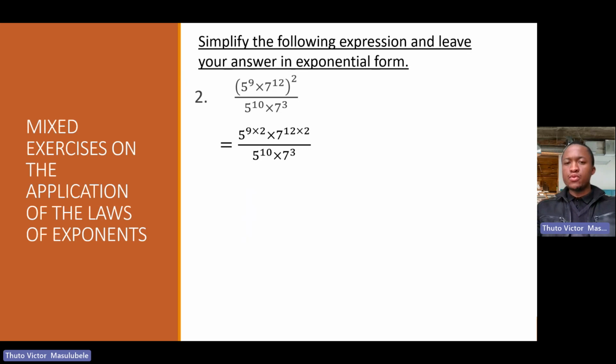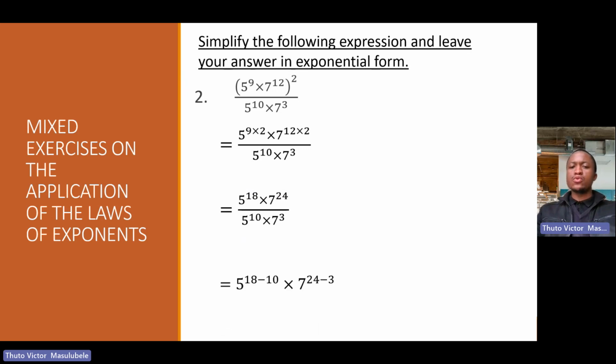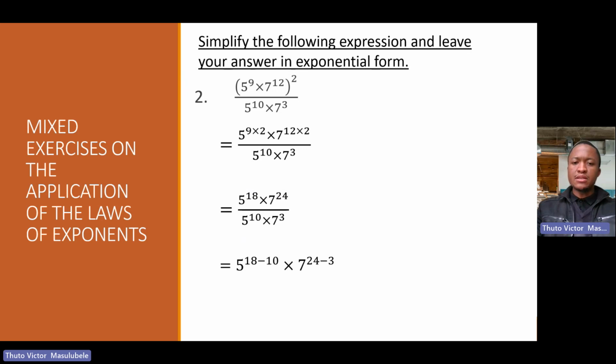Because the third law of exponents tells you that when raising a power to another power, you keep the base and you multiply the exponents. And then you simplify your exponents, giving you 5 to the power of 18 times 7 to the power of 24. Then you'll realize that we are dividing powers with the same base. So what you do is that you keep your base and you subtract exponents, which is the second law of exponents. And by simplifying that expression, you'll be left with 5 to the power of 8 times 7 to the power of 21.